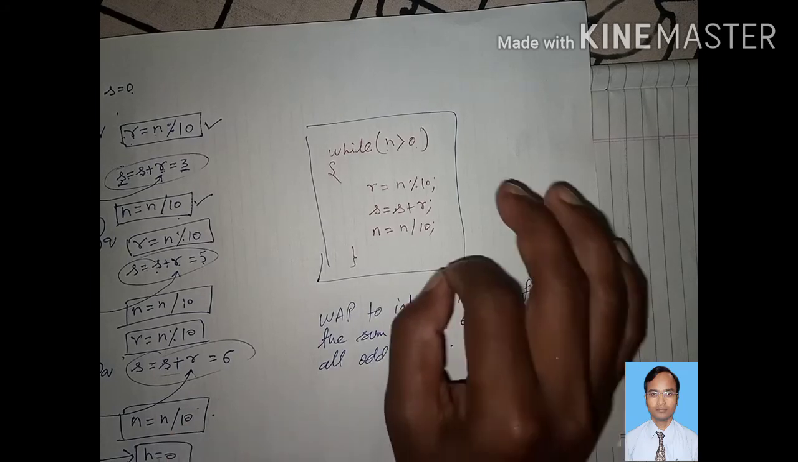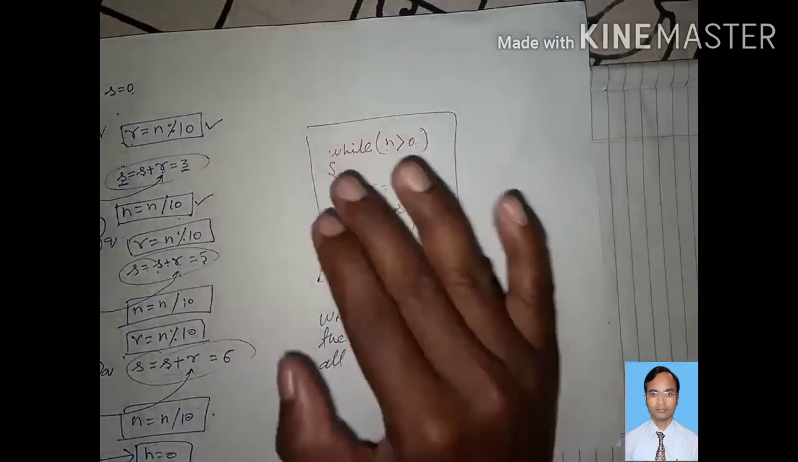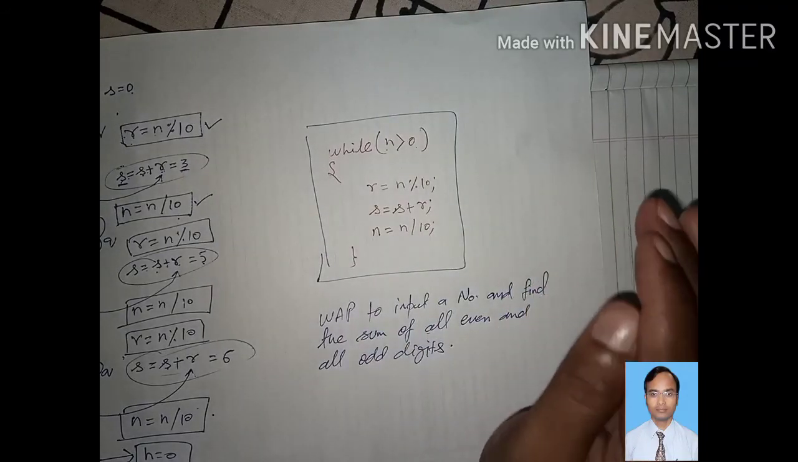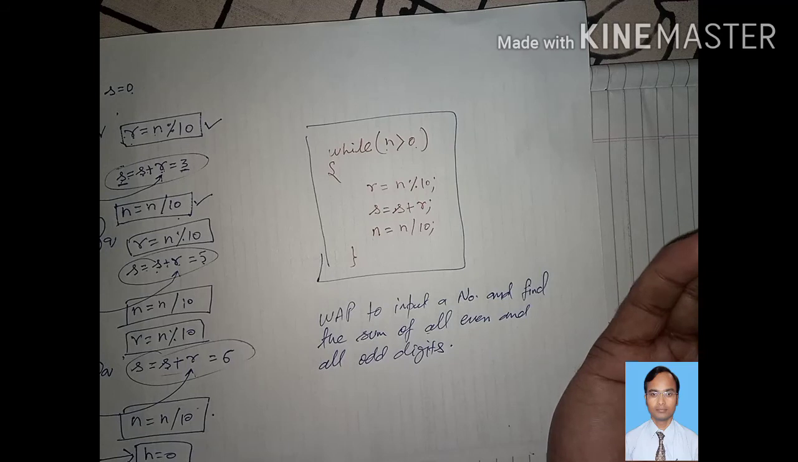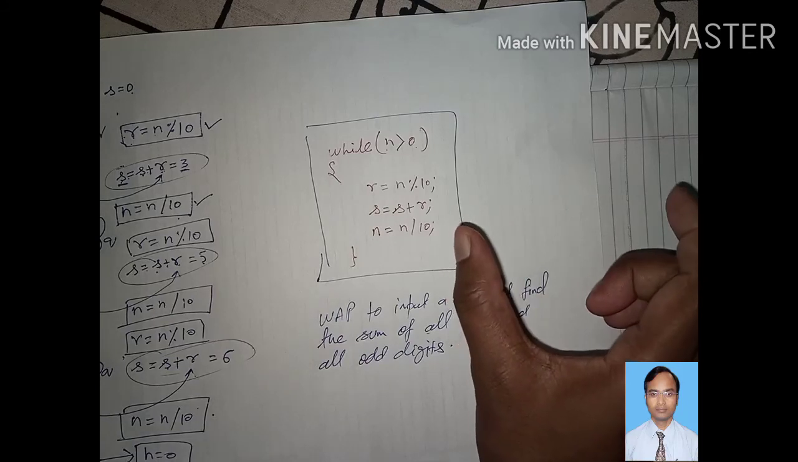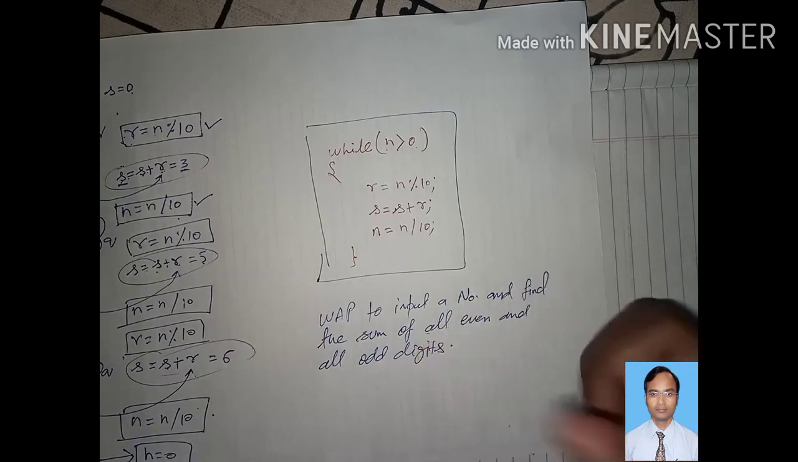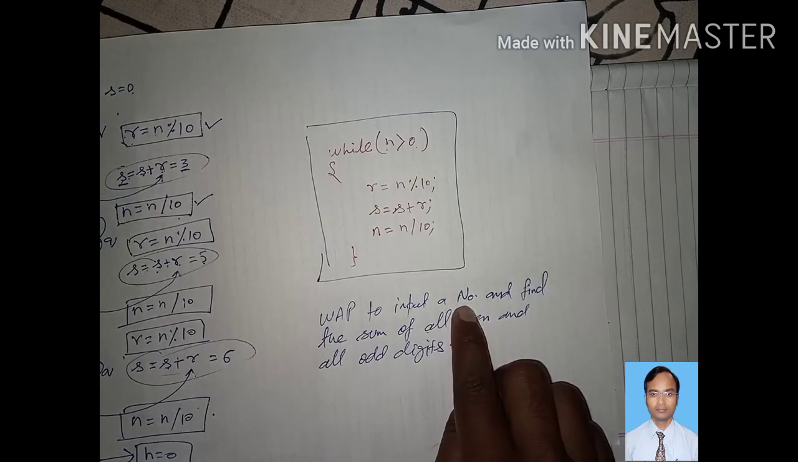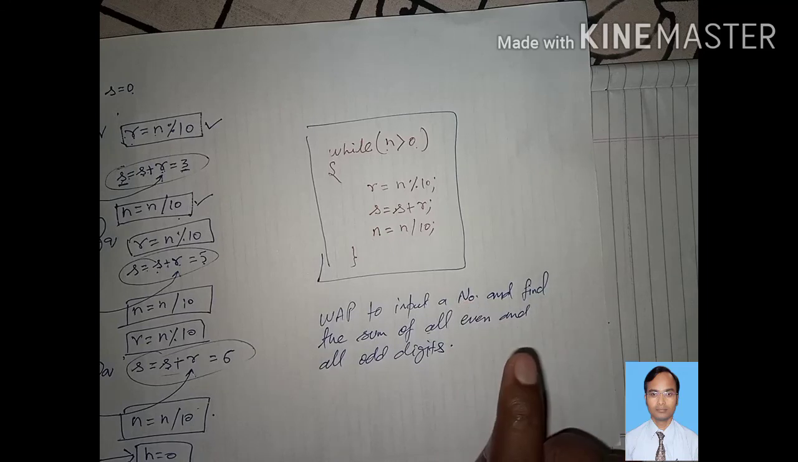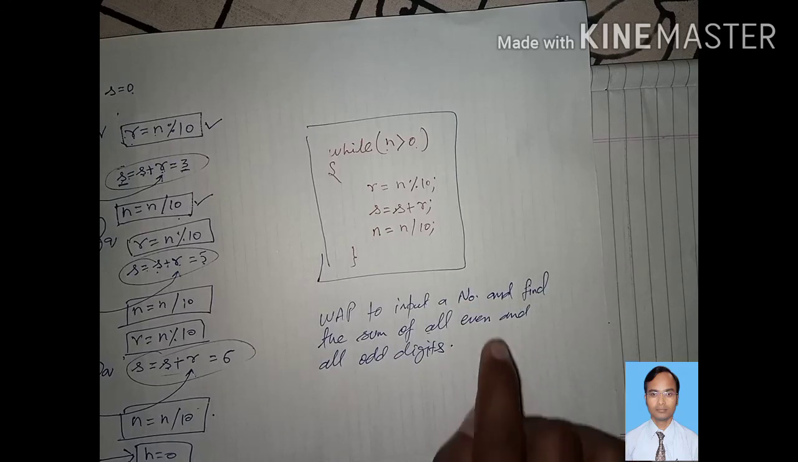In the previous video I had told you about the sum of even numbers and sum of odd numbers between a range. But here this is not a range. Here there is a number. You have to take a number and you have to just find out the sum of even digits and sum of odd digits.